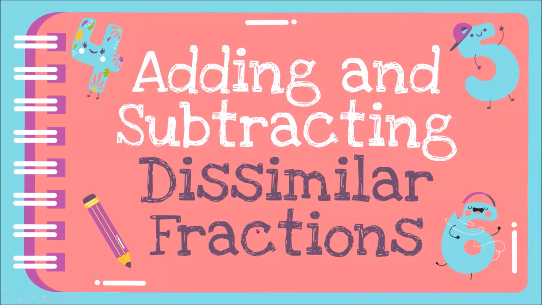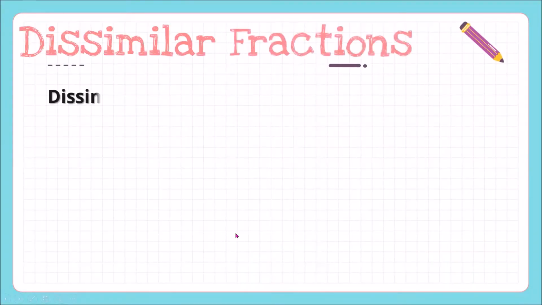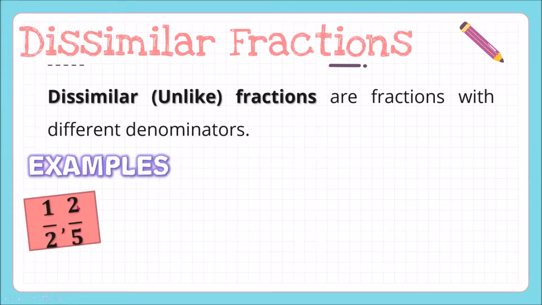Okay, now let's proceed in adding and subtracting dissimilar fractions. So what are dissimilar fractions? Dissimilar fractions or unlike fractions are fractions with different denominators. Examples, we have 1/2 and 2/5. So 2 and 5 are your denominators and they are different. We also have 4 over 7 and then 7 over 4. Different denominators, 7 and 4.